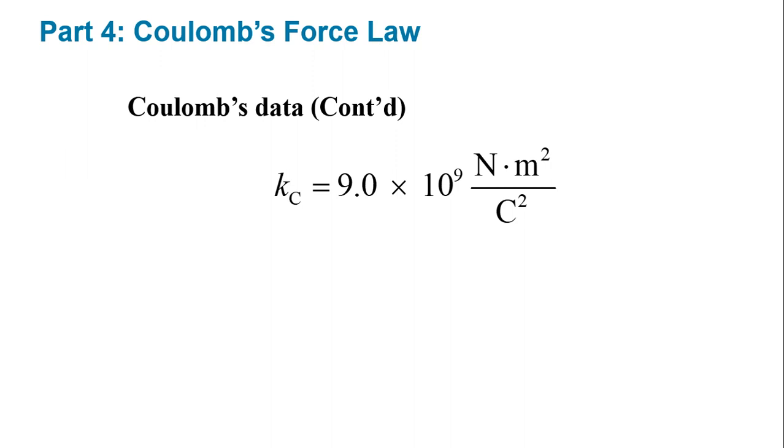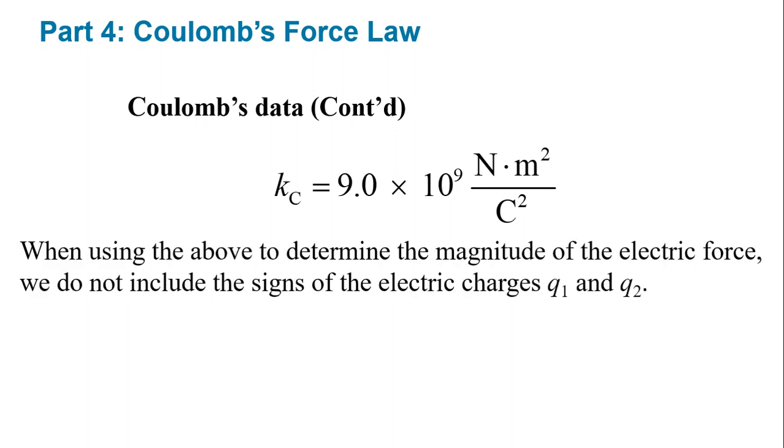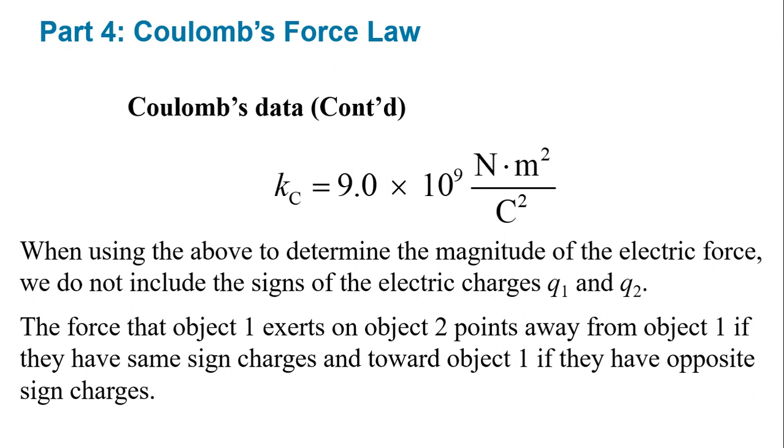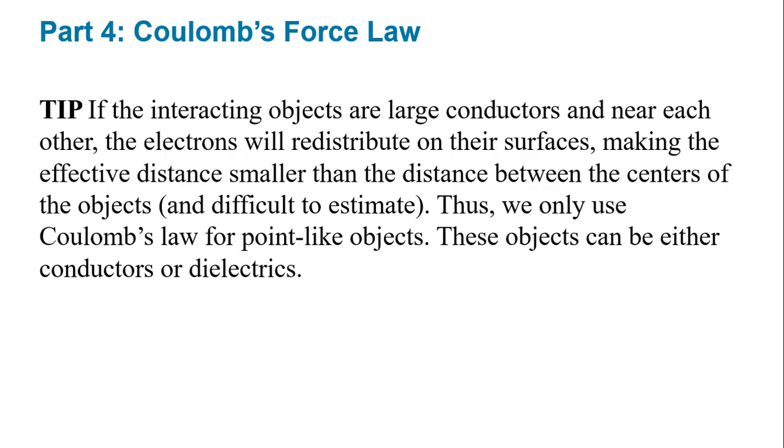Millions, 6 billions, 9 billion, I think, right? Okay, so that is our Coulomb's constant. When using the above to determine the magnitude of electric force, we do not include the signs of the electric charges Q1 and Q2, which is why we have that absolute value sign. That's important to understand. If they are both negative, they would repel. If they are different, positive and negative, then they would attract. And that's important because you have to visually inspect that to see it.